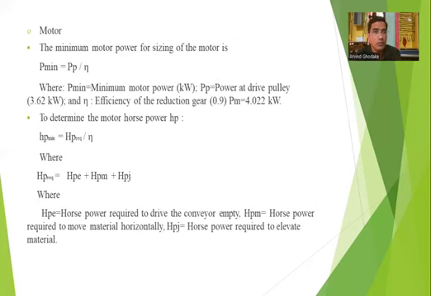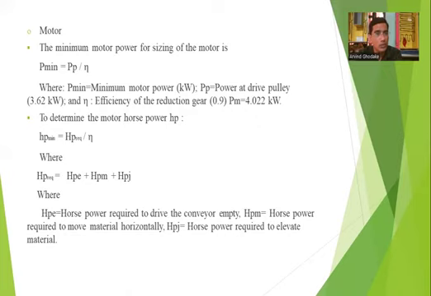Then the motor. The minimum motor power for sizing the motor is P minimum is equal to PP upon efficiency. Here P minimum is the minimum motor power in kilowatt, PP is the power at drive pulley, that will be 3.62 kilowatt, and eta is the efficiency of reduction gear 0.9. Therefore, P minimum will be equal to 4.022 kilowatt.